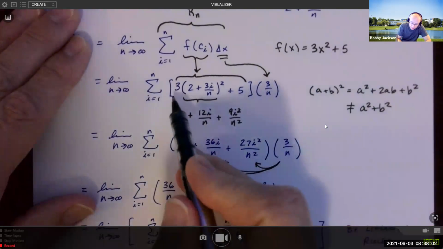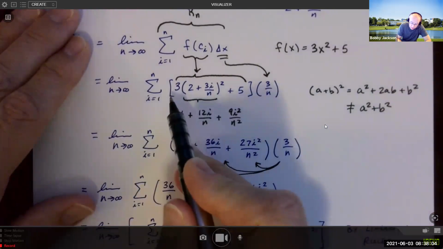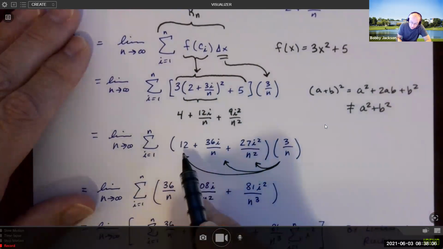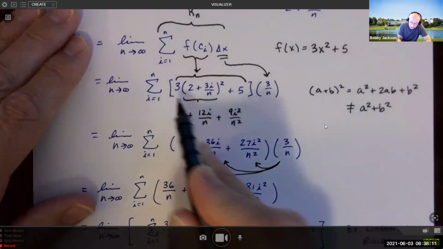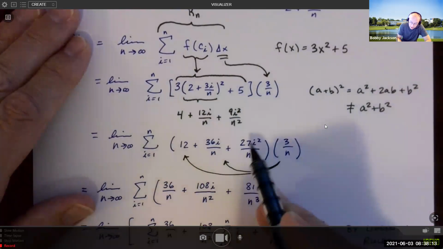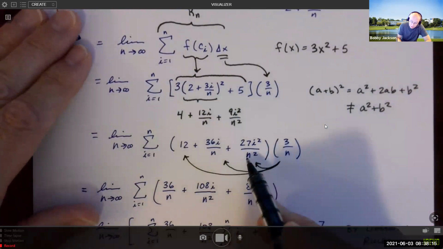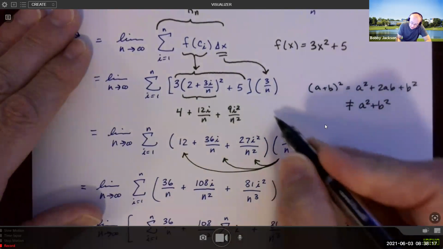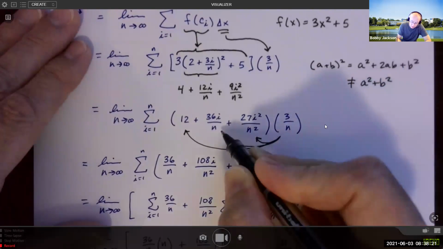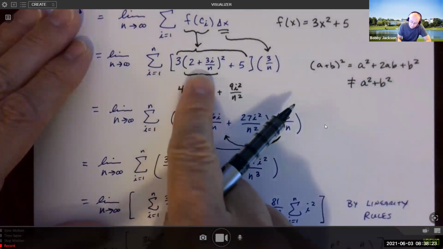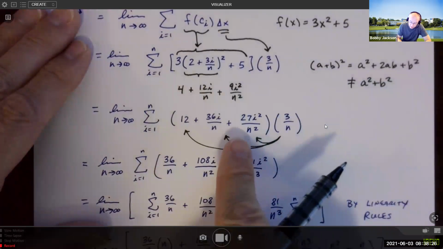Now I have the 3 times all this, so I need to distribute the 3 through. 3 times 4 is 12, 3 times 12i over n is 36i over n, and 3 times 9 is 27i squared over n squared. Don't forget this delta x here is still here, 3 over n. I'm going to go ahead and distribute that through. So I've distributed the 3 through here. Oh, and I forgot my plus 5.